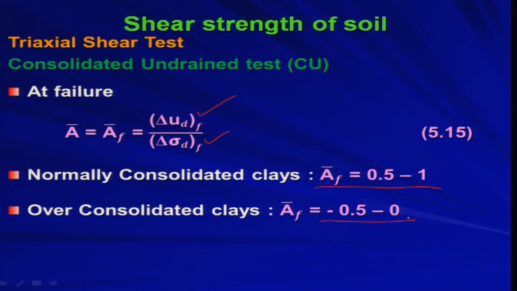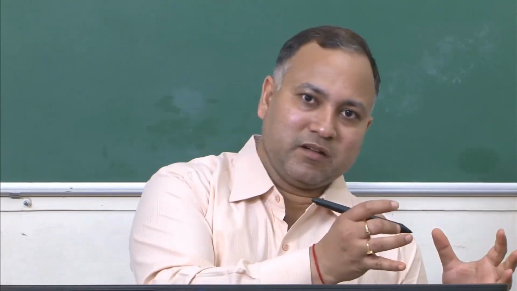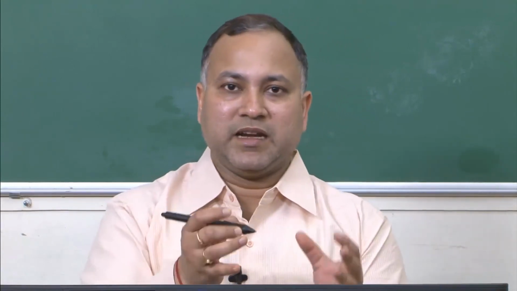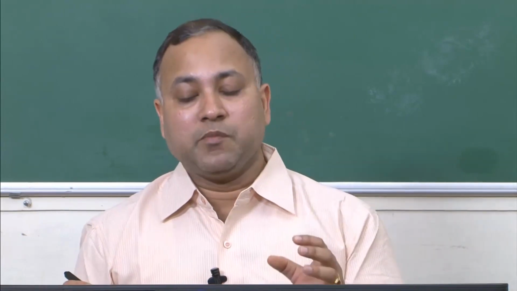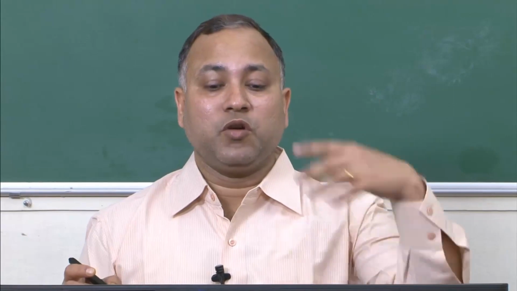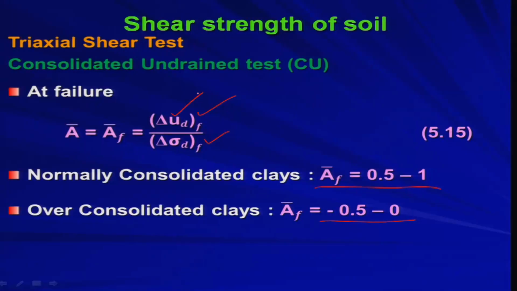Because you are getting negative pore water pressure, if you recall, in case of dense sand or in case of over consolidated clay, right. So, normally consolidated clay and loose sand come in one set, and over consolidated clay and dense sand come in another set. Now, in case of over consolidated clay, A bar will be negative. Why? Because your pore water pressure, that means your numerator, is becoming negative, right. You get negative pore water pressure due to the dilation of the material.